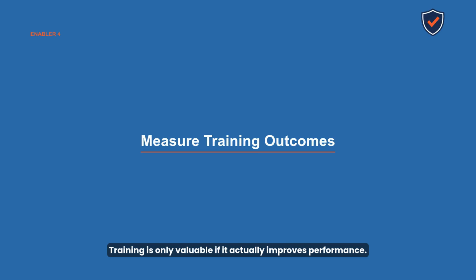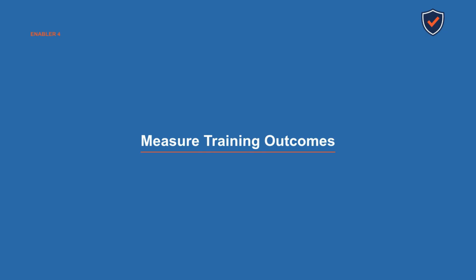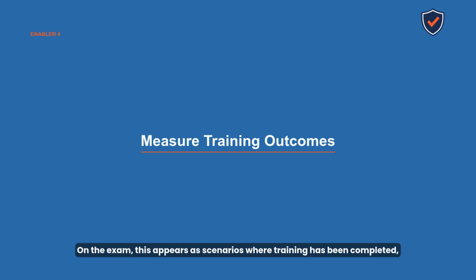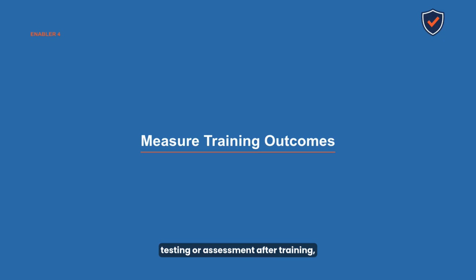The fourth enabler is measure training outcomes. Training is only valuable if it actually improves performance. The project manager must close the loop, verify that the training worked. On the exam, this appears as scenarios where training has been completed, but the team member still underperforms. The correct response is to investigate whether the training was effective, not to immediately escalate or replace the person. Measurement can take different forms: direct observation of improved performance, testing or assessment after training, or tracking deliverable quality before and after the training intervention.